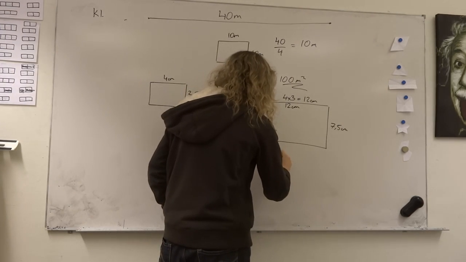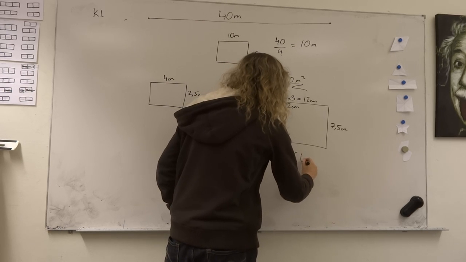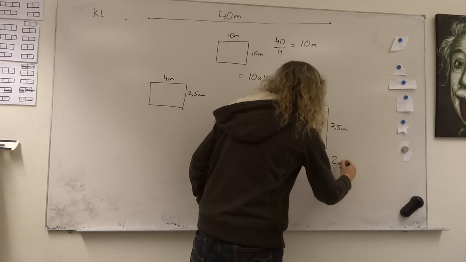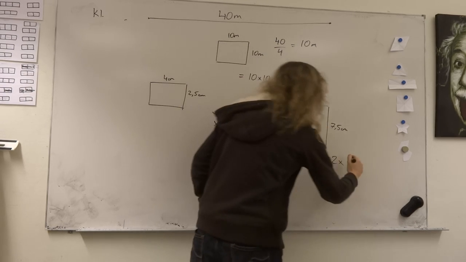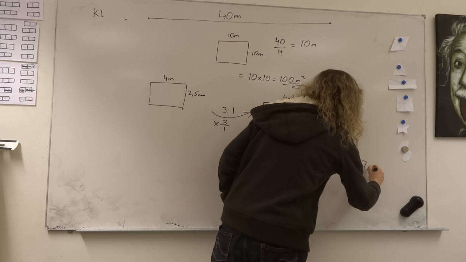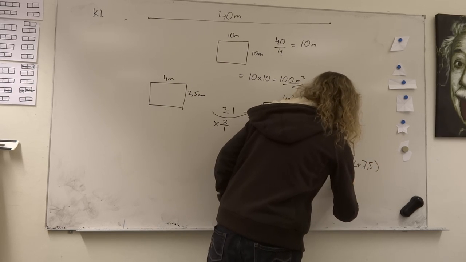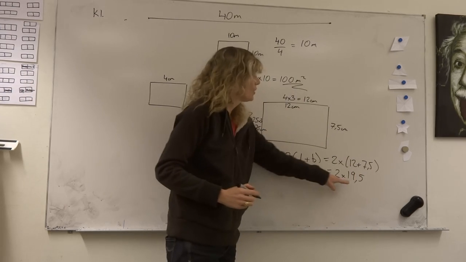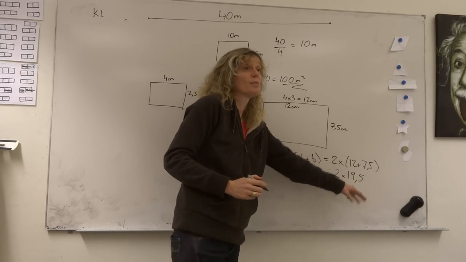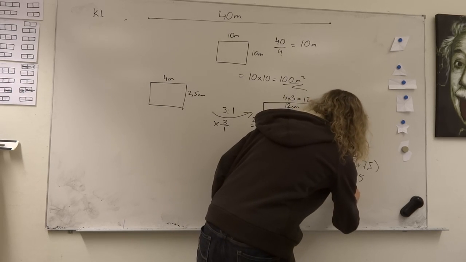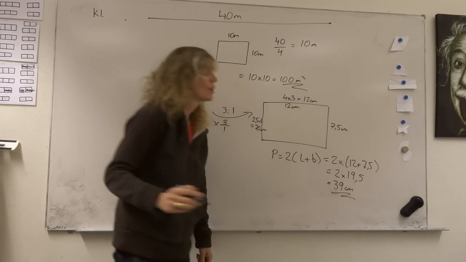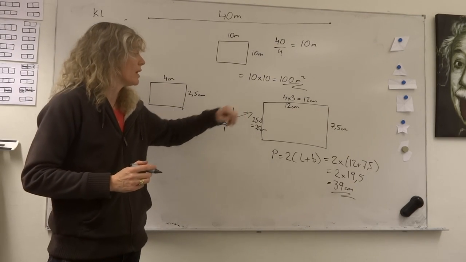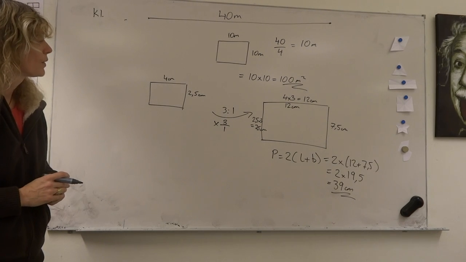Well, the perimeter would be 2 times the length plus the breadth, which would be 2 times 12 plus 7.5, which is 2 times 19.5. 2 19s are 38. Add the half times 2, we get 39 centimeters. So the perimeter of our new scale in 3 to 1 would be 39 centimeters.